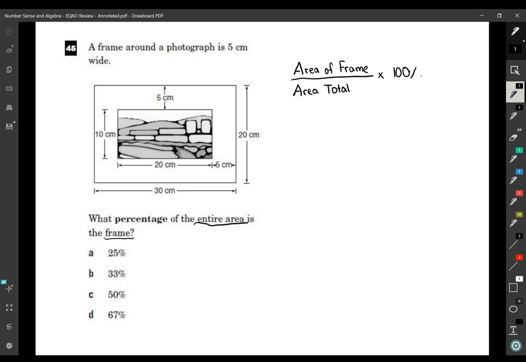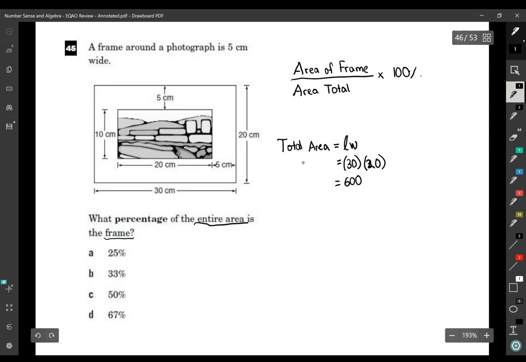So to get the total area, it's pretty easy, right? It's a rectangle, so length times width, and we're given a length of 30 centimeters and a width of 20 centimeters. So that's going to give you 600 centimeters squared. And that's the total area.